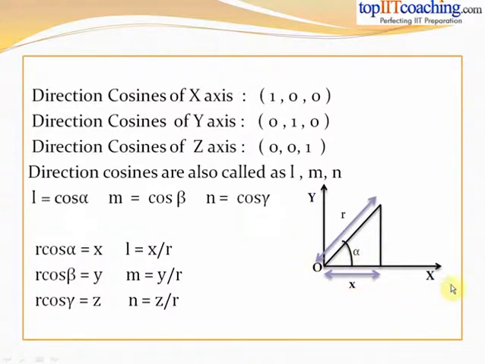Now, consider this triangle. Let us say that this is the point P. This line OP makes an angle of alpha with the x-axis. So, r times cos alpha is equal to x, where r is the magnitude of OP. So, we can say that the magnitude of the vector OP is equal to r. So, r cos alpha equals x, or we write cos alpha equal to l, and so l is equal to x by r. Similarly, r cos beta equals y, and so m is equal to y by r, and r cos gamma equals z, so n is equal to z by r.